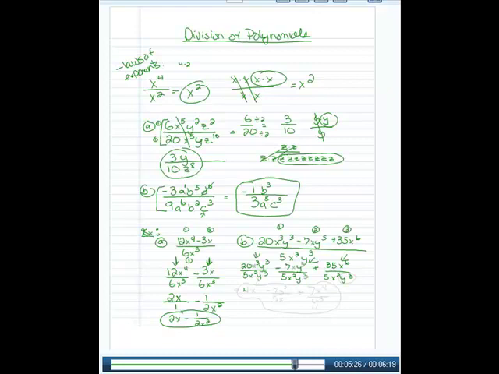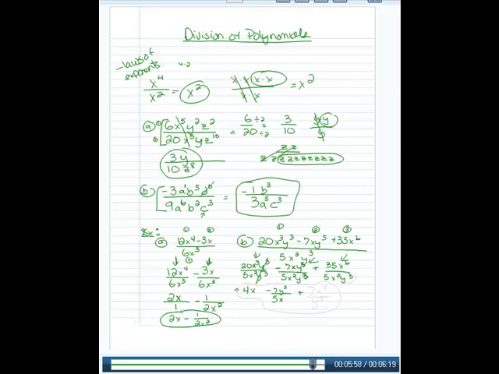So 20 divided by 5 is 4. X cubed divided by x squared is just x. And y cubed divided by y cubed cancels. So my first term simplifies to just 4x. The second term, negative 7 over 5, cannot be simplified, so I'm just going to rewrite it. I have 1x at the top and 2 at the bottom. So I know I'm going to be left with 1x at the bottom. I have 5 y's at the top and 3 y's at the bottom. I know I'm going to be left with 2 y's at the top.